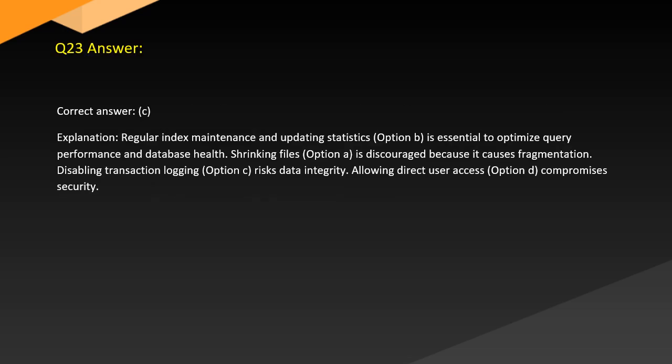Answer. Correct answer: C. Explanation: Regular index maintenance and updating statistics, Option B, is essential to optimize query performance and database health. Shrinking files, Option A, is discouraged because it causes fragmentation. Disabling transaction logging, Option C, risks data integrity. Allowing direct user access, Option D, compromises security.